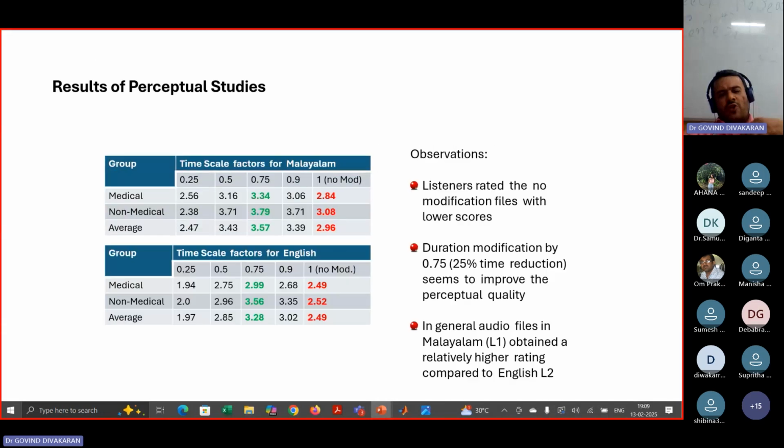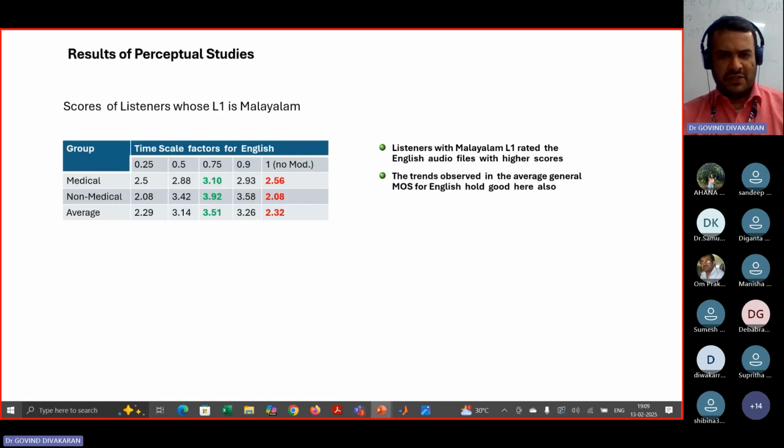The bottom line is that time scaling is working, and the optimal time scale factor based on the perceptual evaluation is found to be 0.75. If we have 1 second of dysarthric or slurred quality speech, we make it 0.75 seconds, making it faster. That will improve the perceptual quality, or it will improve the intelligibility in some way. That is the result of this particular perceptual study.